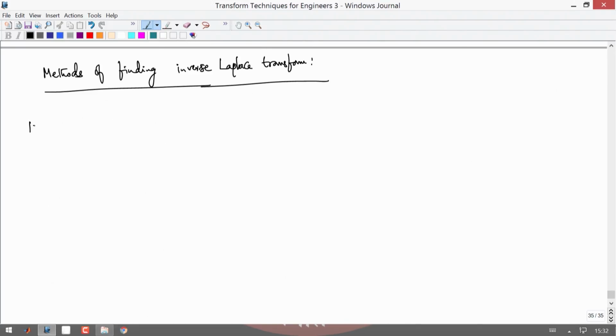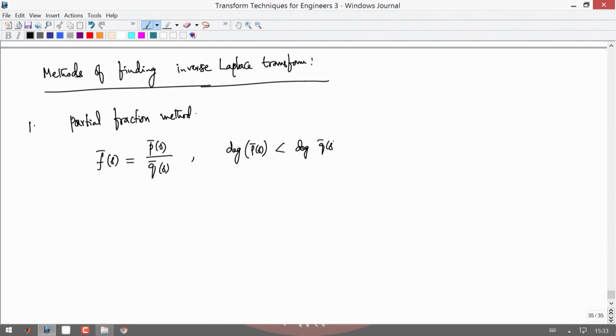So we start with this method that is the partial fractions method. In this, if you are given F bar of s, which is of this form, some polynomial P bar of s by Q bar of s, assume that the degree of P bar of s is less than the degree of Q bar of s.